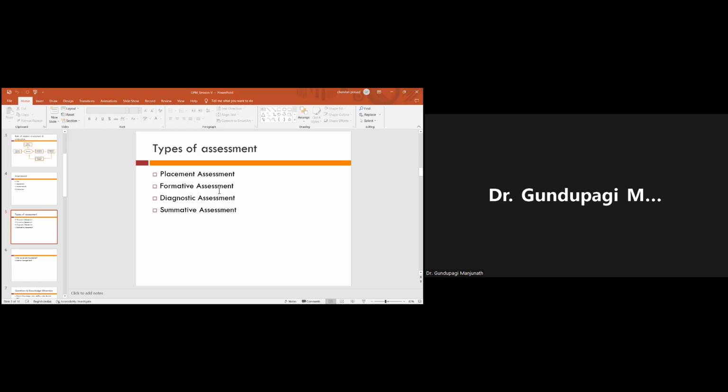Another one, diagnostic assessment. Diagnostic is a self-explanatory word which refers to determining the strengths and weaknesses of the learner, specifically in certain areas. When we implement this diagnostic assessment, when we want to evaluate the student, especially in the formative assessment, sometimes we use this diagnostic assessment.